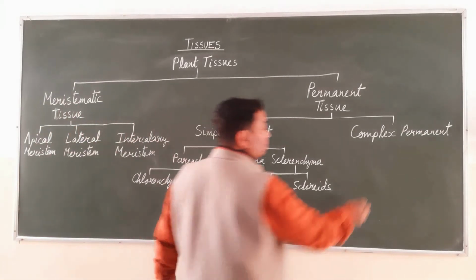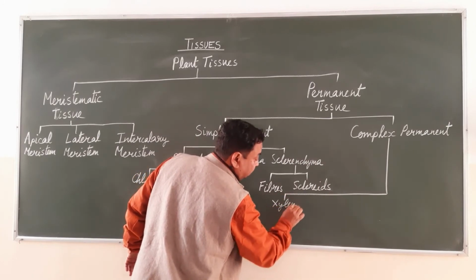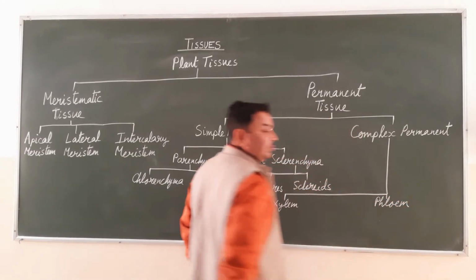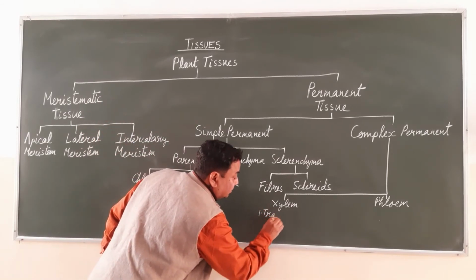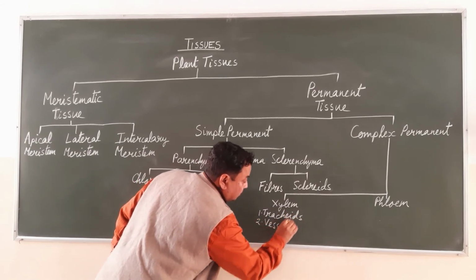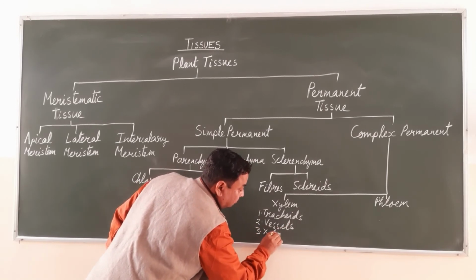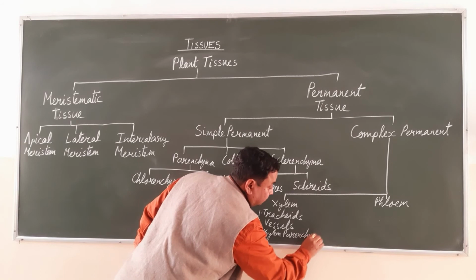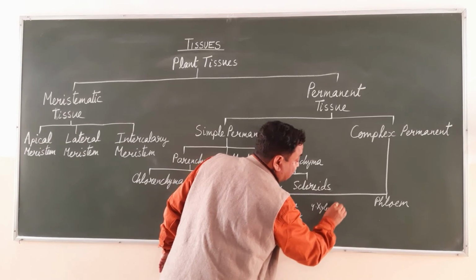Now complex permanent tissue is again classified into two. One is xylem and another one is phloem. Okay, xylem is made up of tracheids, then vessels, then xylem parenchyma, and the fourth one, xylem fiber.